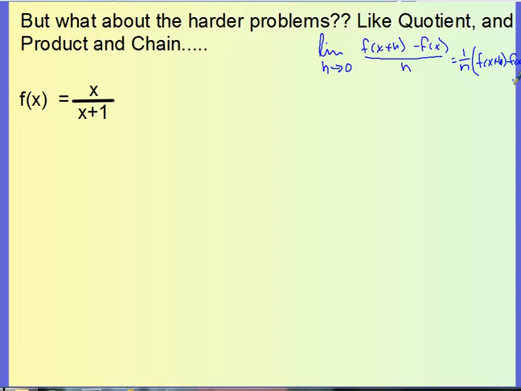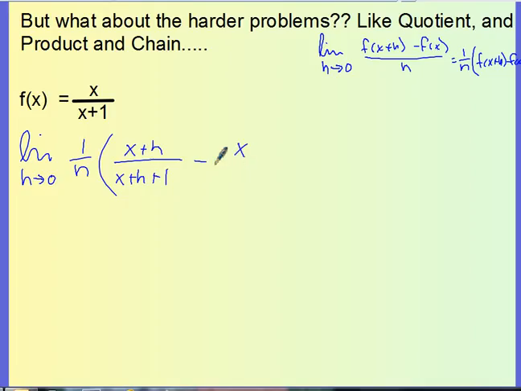So then what I'm going to do is this. I'm going to take the limit as h approaches 0 of 1 over h. Now, do what we do. Plug in my x plus h. Be very careful here. Ready? Plug in my x plus h. X plus h over x plus h plus 1 minus x over x plus 1. Does everybody understand what we just did? We good? Yes, no, maybe so? We good?